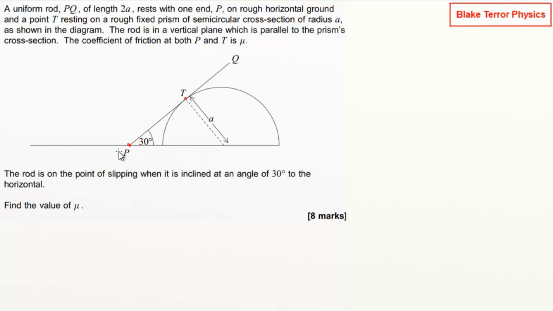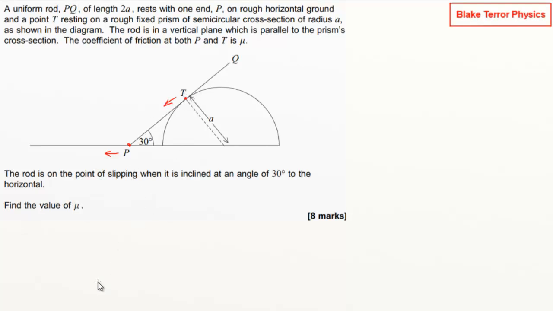So if it was going to slip, P would head off this way as the bottom of the rod moves off to the left, and then the rod would also slip down that way. So our frictional forces as the rod slides down will have to oppose those two arrows. Now we want to get a good force diagram, and we're only concerned about the rod. The ground and the prism are only of interest for the effect that they have on the rod. So we want to draw a force diagram for the rod.